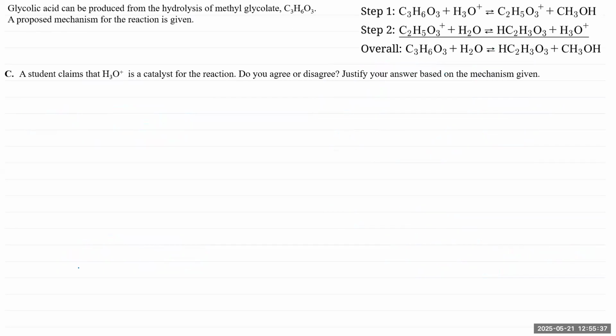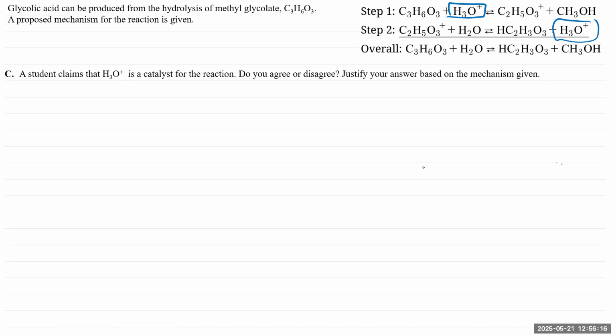So part C, a student claims that the hydroxide, well, I'm sorry, let's read the whole thing. Glycolic acid can be produced from the hydrolysis of methyl glycolate. A proposed mechanism for the reaction is given. And it says a student claims that the hydronium is a catalyst for the reaction. Let's go take a look at where hydronium is located. I see one right here. I see one right here. And that's it. Do you agree or disagree? Justify your answer based on the mechanisms given.